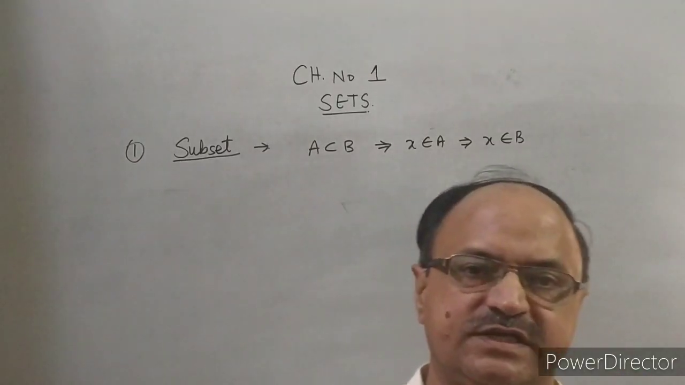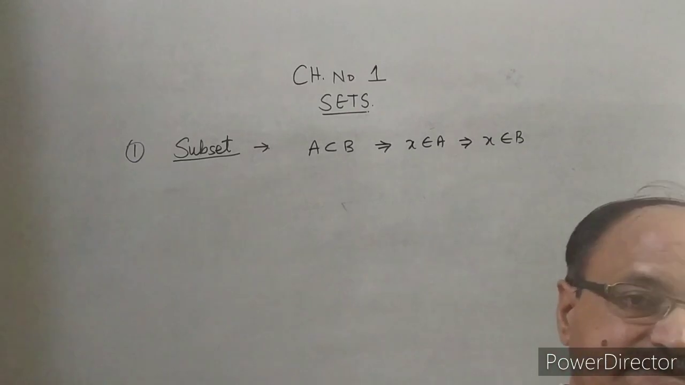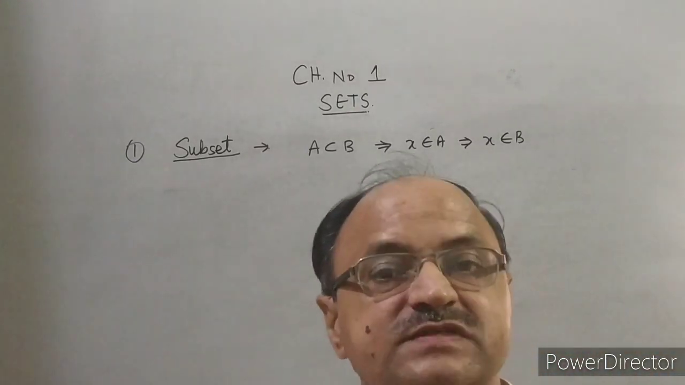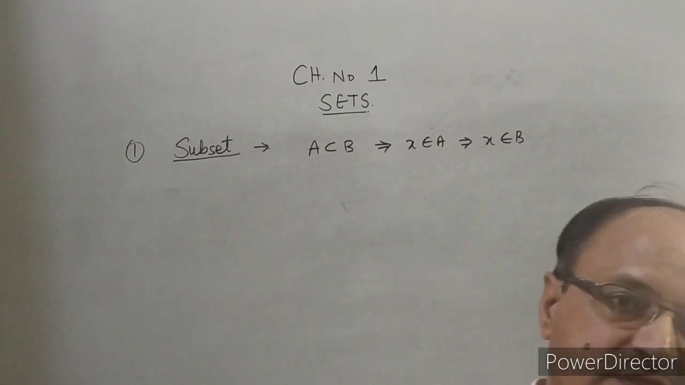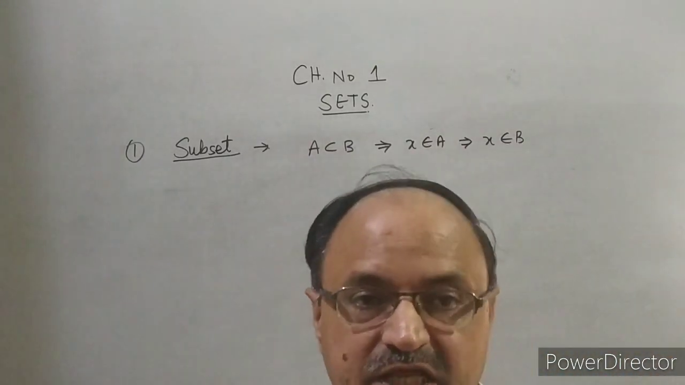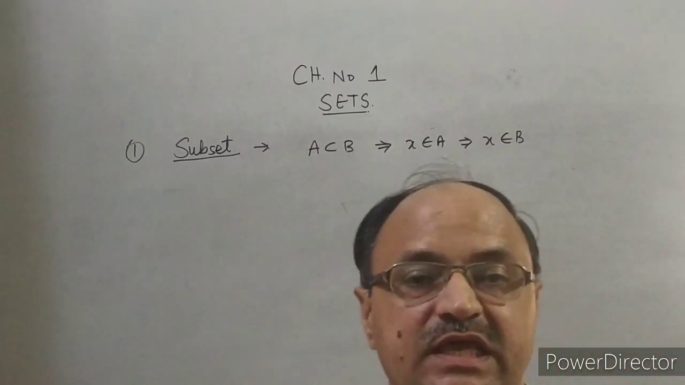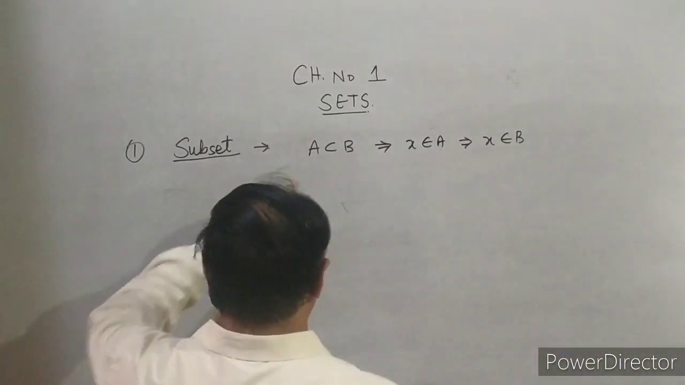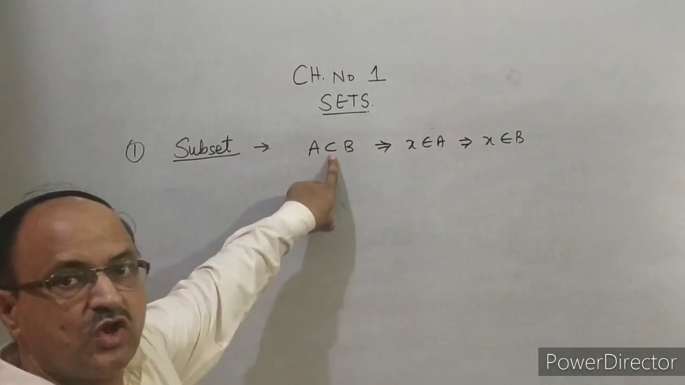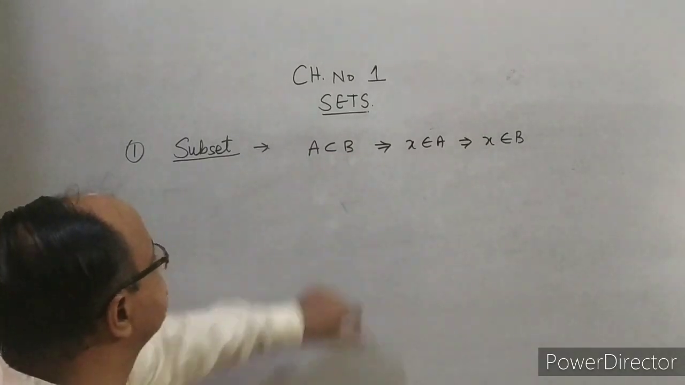The definition of subset: every element of set A is in set B. Correct? If all the elements of set A are contained in set B, then you can say A is a subset of B. This is the symbol of subset. Correct? A is the subset of B.